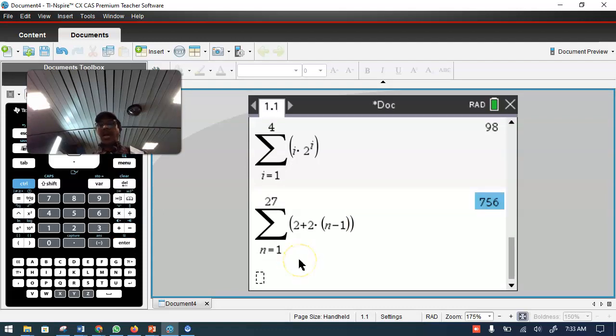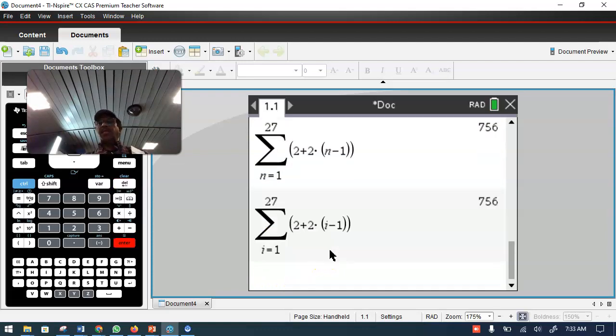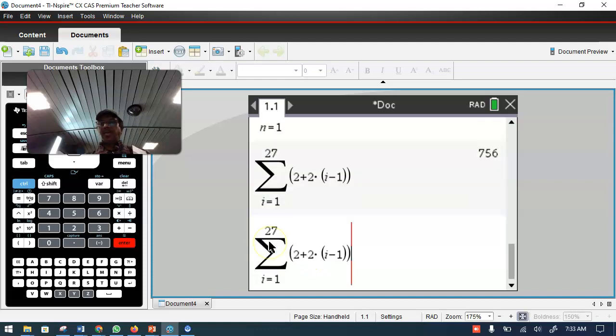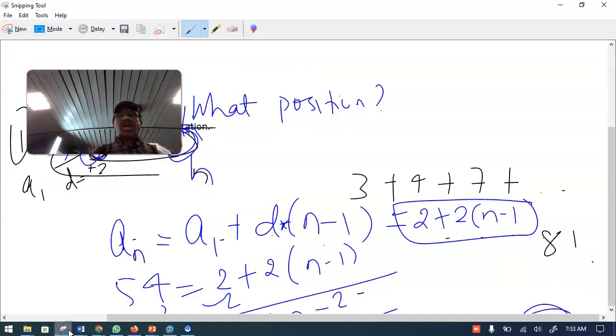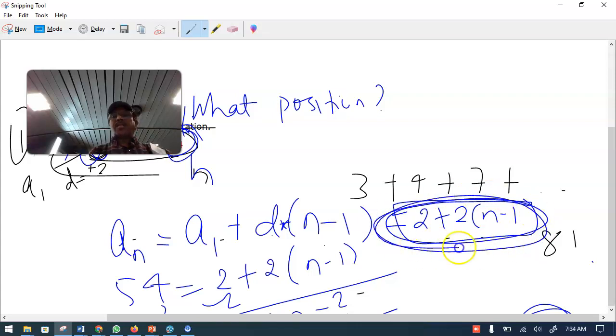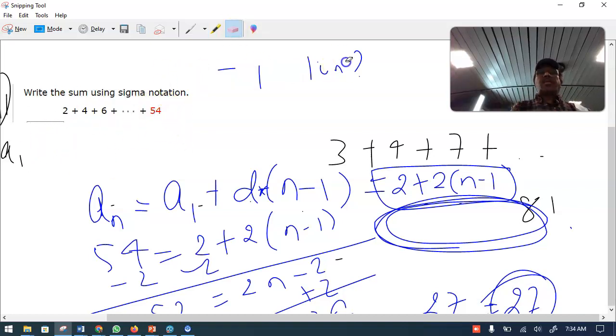Now you may say, can I put i here? Yeah, you could put i also. You could put i, and then you'll have to change this to i, and you'll get the same answer. Or you could put k also. But the main thing is you're supposed to know how to get the nth term, because you already know the first term and every time you're adding the same common difference. So the first term and the common difference, these two.